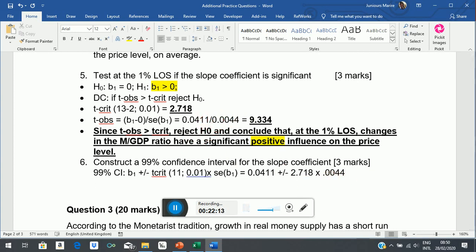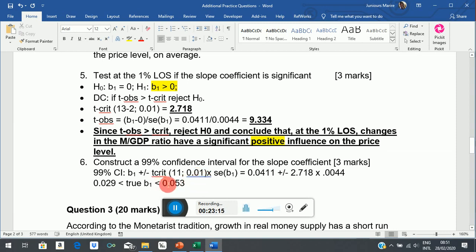And what do we get? Now, let me try to work that out very quickly. So we have 0.0411 minus 2.718 by 0.0044. Answer, we get 0.029 is less than true B1, that is population B1, and this in turn is also less than true 0.0411 plus 2.718 by 0.0044, which is 0.053. Okay, so this is the confidence interval.